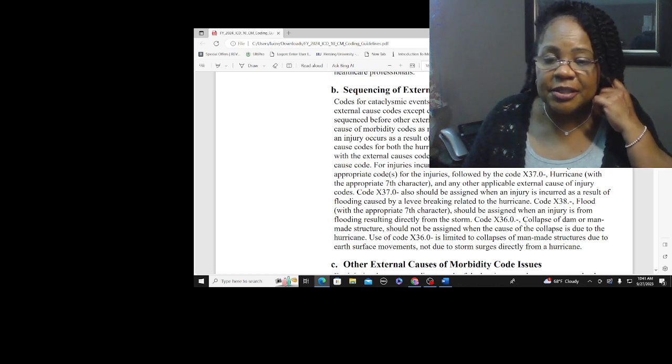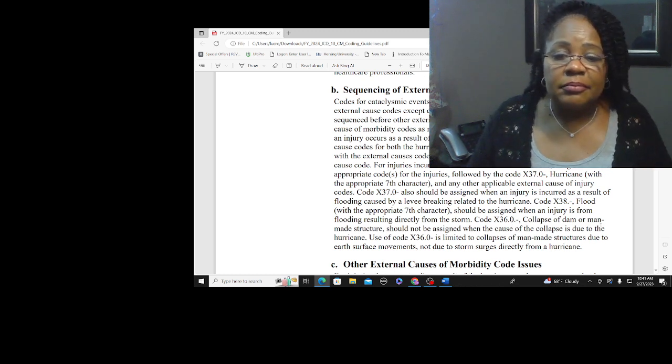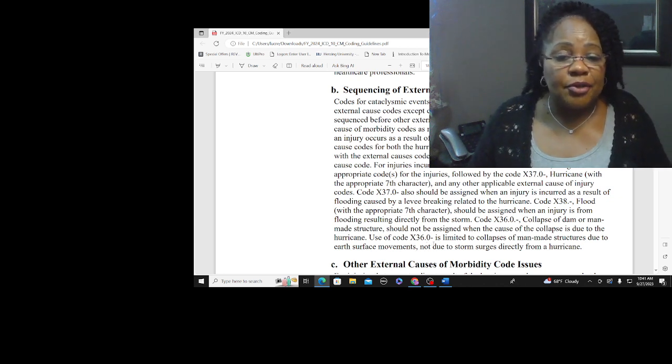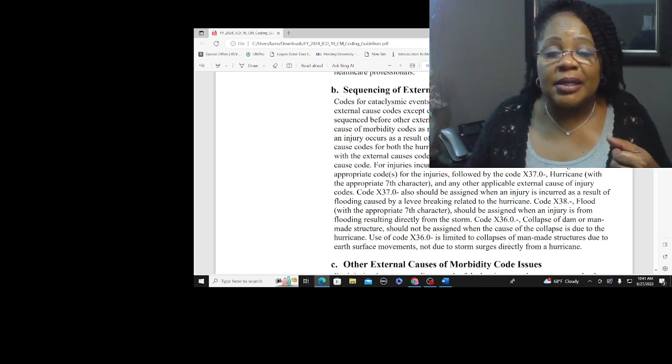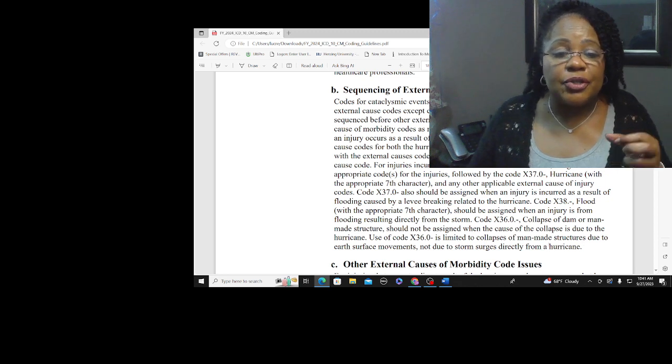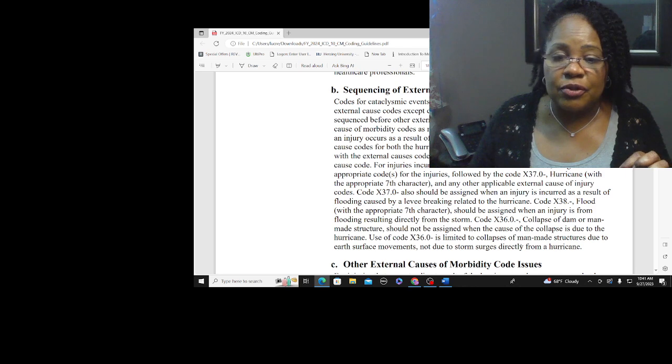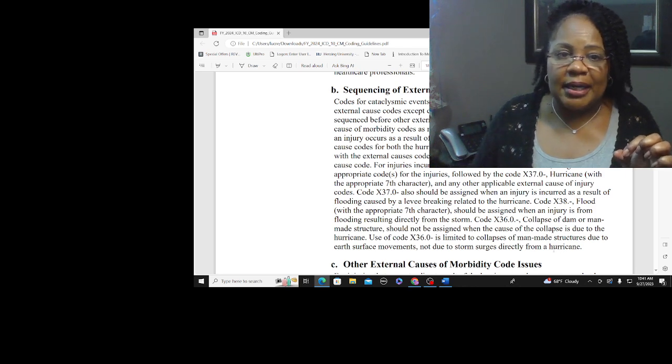X36.0, and you notice those additional digits, collapse of a dam or man-made structure, should not be assigned when the cause of the collapse is due to the hurricane. The use of X36.0 is limited to collapses of man-made structures due to Earth's surface movements, not due to storm surges directly from a hurricane.